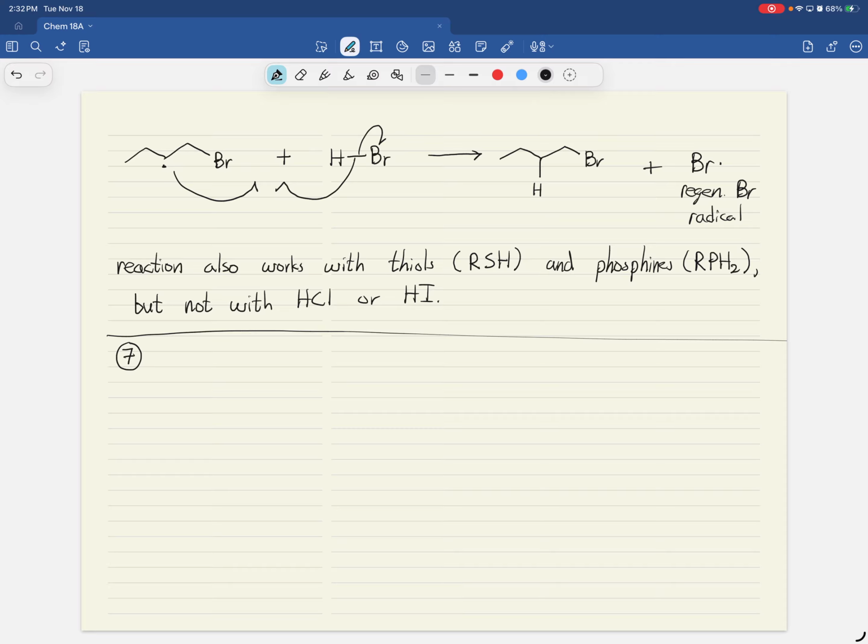All right, so we talked about hydrohalogenation, but we didn't talk about halogenations in general. So here now we're going to talk about halogenations of alkenes.